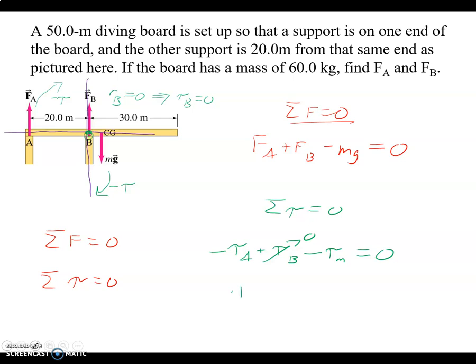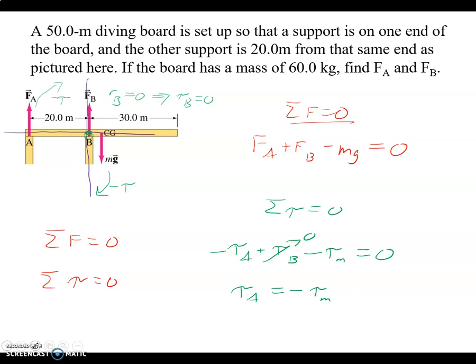So that tells me then that the torque due to force A has to be negative the torque due to the weight of the board. In other words, the torque due to force A has to be equal and opposite the torque from the mass of the board.